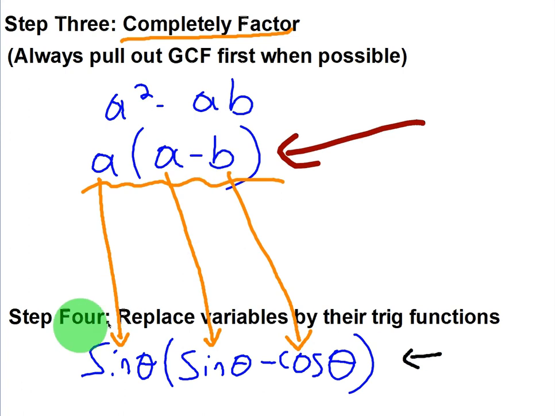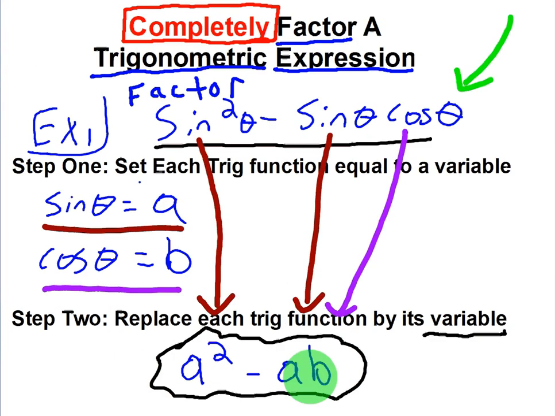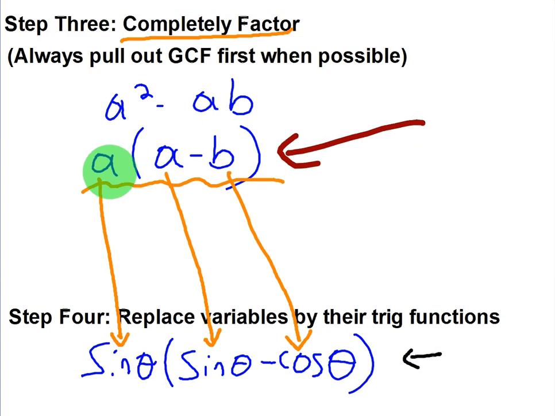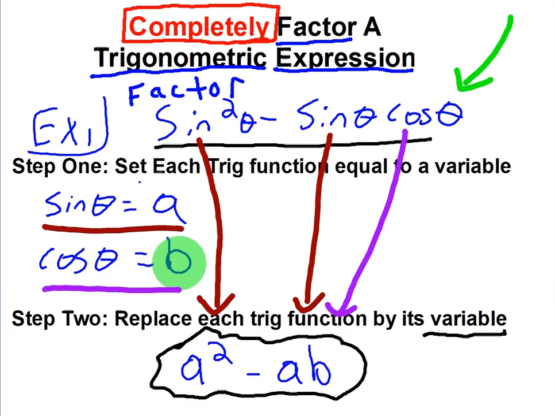That leads us to step 4, which is to replace the variables by their trig functions. So notice before how we set sine of theta equal to a and cosine of theta equal to b. We're going to now replace the a with sine of theta since that's what it equals. And we're going to do the same thing for the a inside the parentheses. It's sine of theta. We're going to replace the b with cosine of theta. And that's it. This is now completely factored, and we have sine of theta times parentheses sine of theta minus cosine of theta. This right here is the factored form of what we started with.